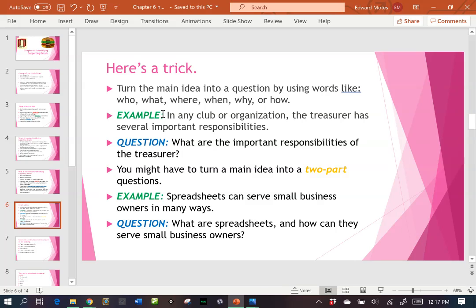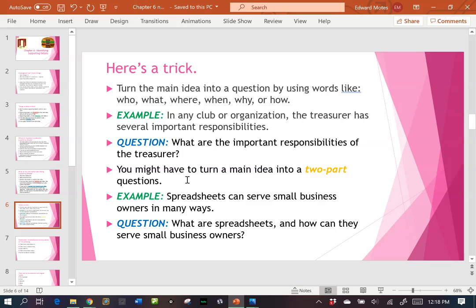Here's an example for you. This first example says, in any club or organization, the treasurer has several important responsibilities. That's the main idea. We could turn this main idea sentence into a question: What are the important responsibilities of the treasurer? And then the answer is going to be the supporting details.